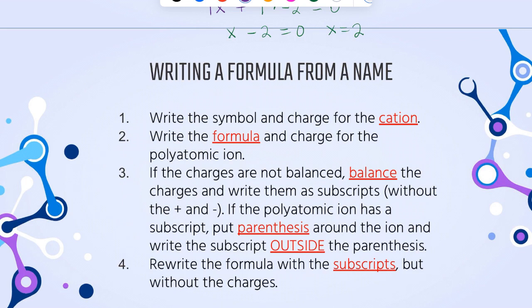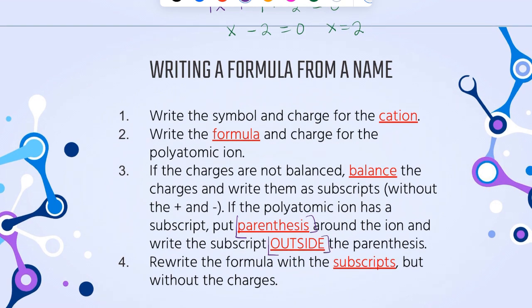And here's the extra little bit. If we want to put more than one polyatomic ion, we need parentheses. And we're going to write the subscript outside the parentheses. And then we'll always rewrite a formula with subscripts, but with no charges.